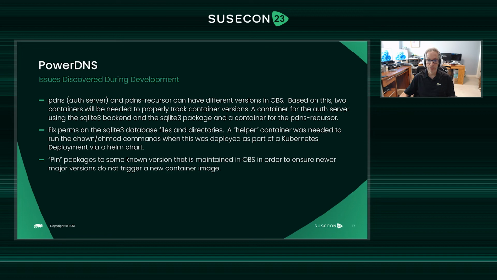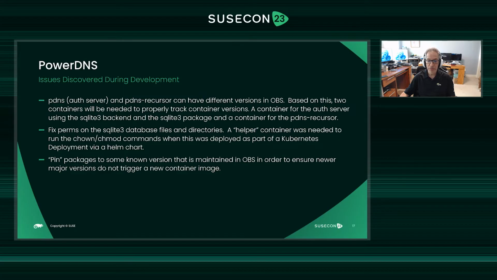During the test deployments, a few issues arose that needed to be addressed. The first issue was realizing we need two containers and not one. This is due to differences in the version numbers of the PDNS recursor and the authoritative server in OBS. How would we track the image version if there were two variables? By splitting this into two containers, one for the recursor and one for the authoritative server. Each container version tracks the installed package version.